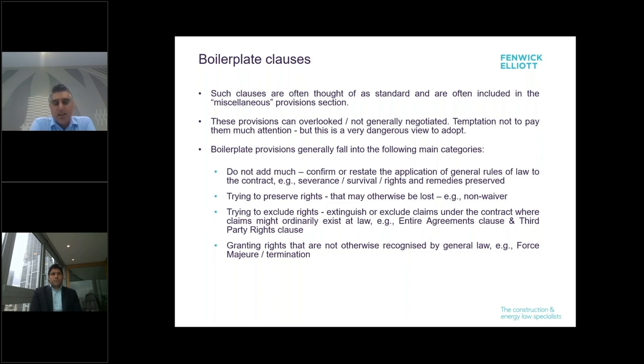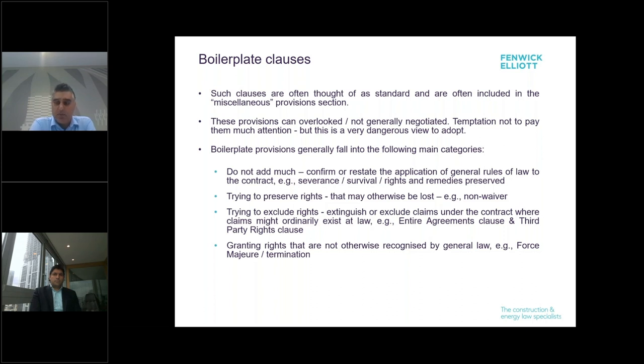Then the second type of boilerplate clause is the one that's trying to preserve rights that may otherwise be lost. And I'll come on to that a bit later on when we talk about a non-waiver clause. The third type of clause is one that's trying to exclude rights. So it's trying to extinguish or exclude claims under contract where the claims might ordinarily exist at law. And I'll come on to that again when we talk about entire agreement clauses.